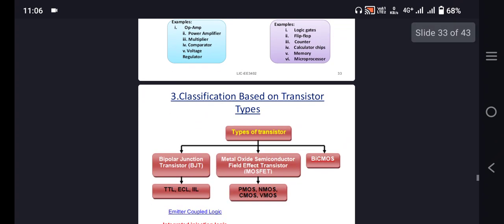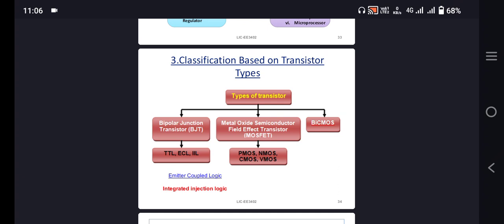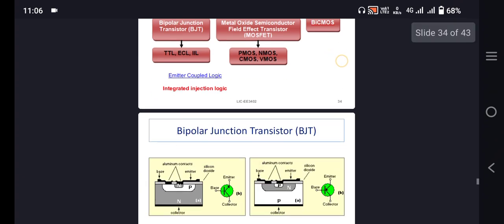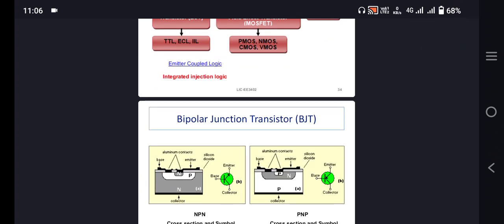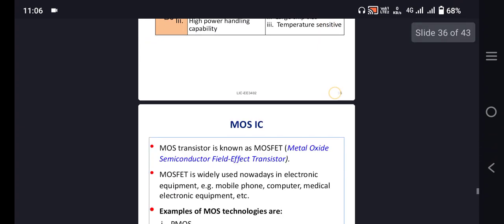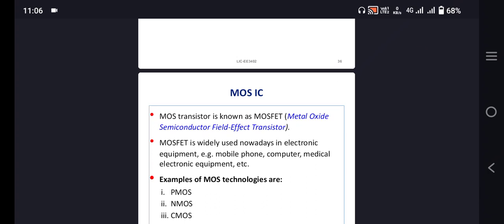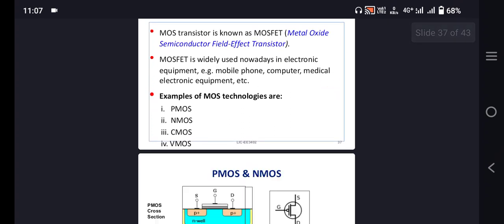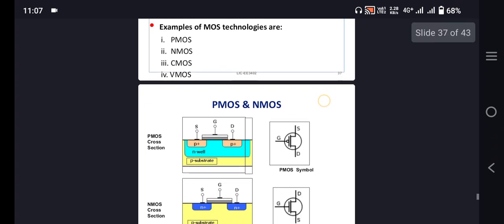The third classification is based on transistor types. Based on the transistor types, it can be classified into BJT, MOSFET, BiCMOS. Bipolar junction transistors have NPN as well as PNP types. MOS transistor is nothing but metal oxide semiconductor field effect transistor. Examples of MOS technologies are PMOS, NMOS, CMOS, VMOS.